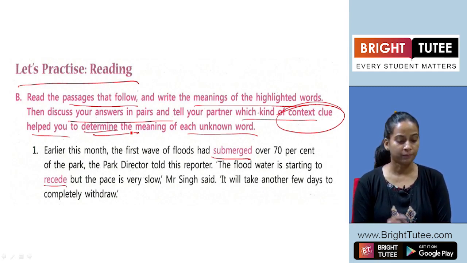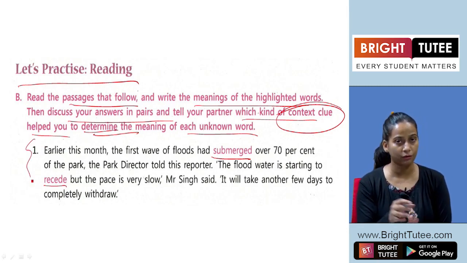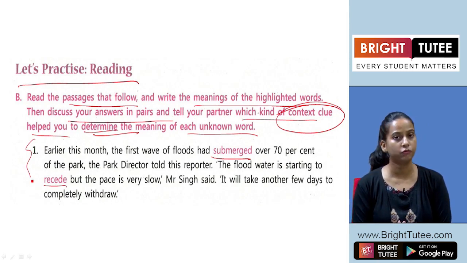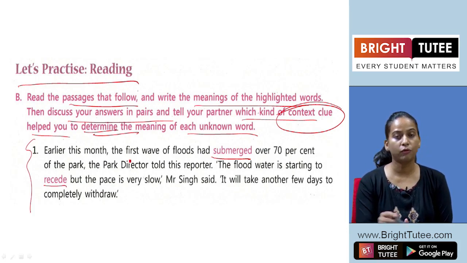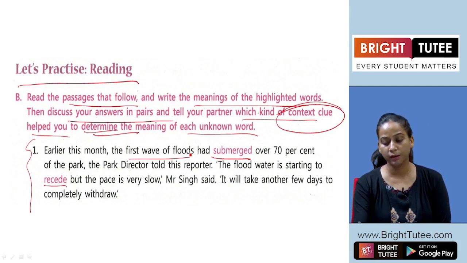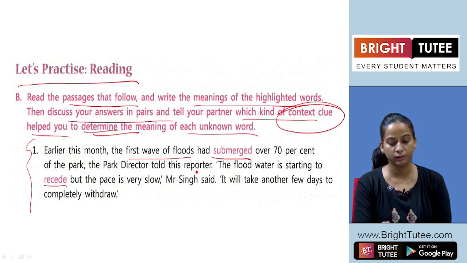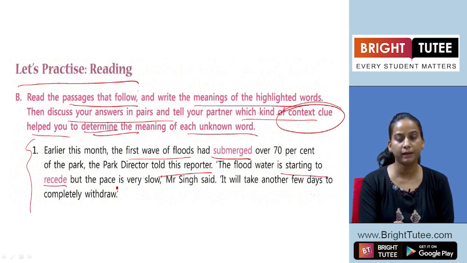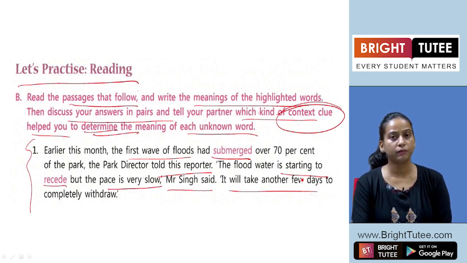So let's start with that. The first one we can see, firstly we'll read it and after that we'll come to the particular word and try to grab the meaning, and then we are going to mention the techniques also. Clear? Earlier this month, the first wave of floods had submerged over 70% of the park. The park director told this reporter, the flood water is starting to recede, but the pace is very slow. Mr. Singh said, it will take another few days to completely withdraw.